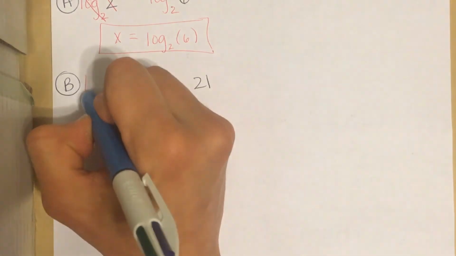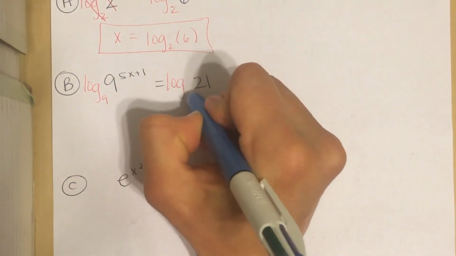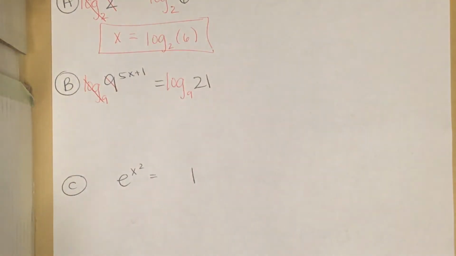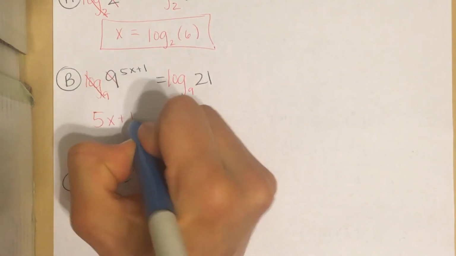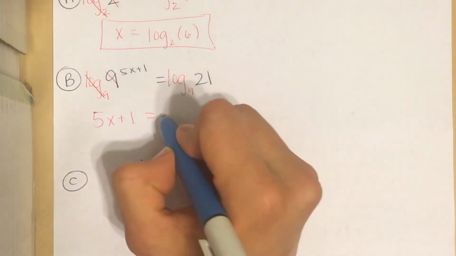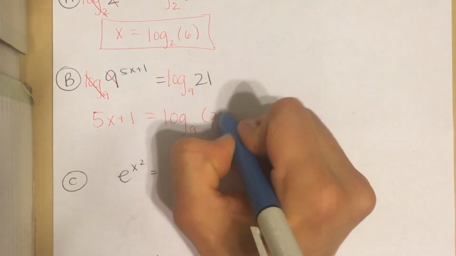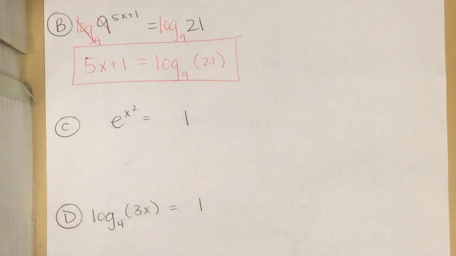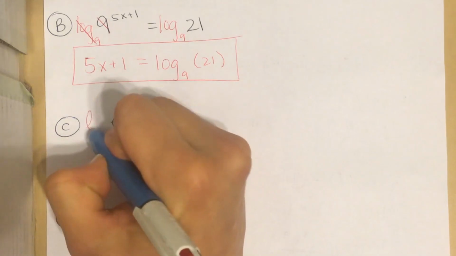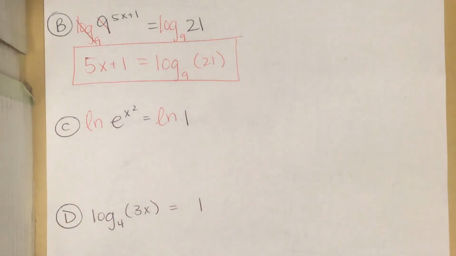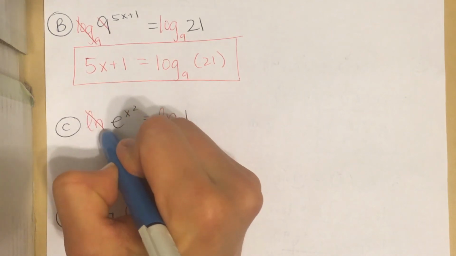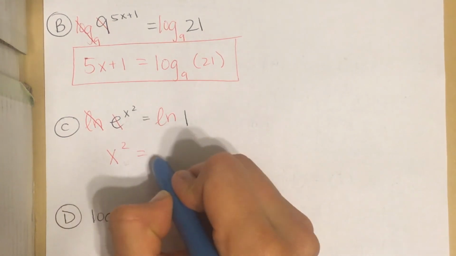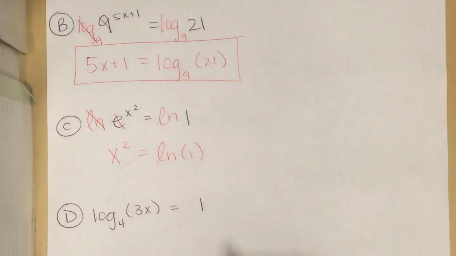Same idea for part B. My base is a 9, so let's put log base 9's in front of both sides. Why would I do that? Because here log base 9 and base 9 to the 5x plus 1 power cancel. This 5x plus 1 just becomes a normal part of the equation. And on the right-hand side, log base 9 of 21 stays as is. Same idea for part C. Base is e, so log base e is natural log. If I put a natural log in front of both sides, natural log base e and e to an exponent cancel out. I'm left with just the x squared, and the right side stays as is.